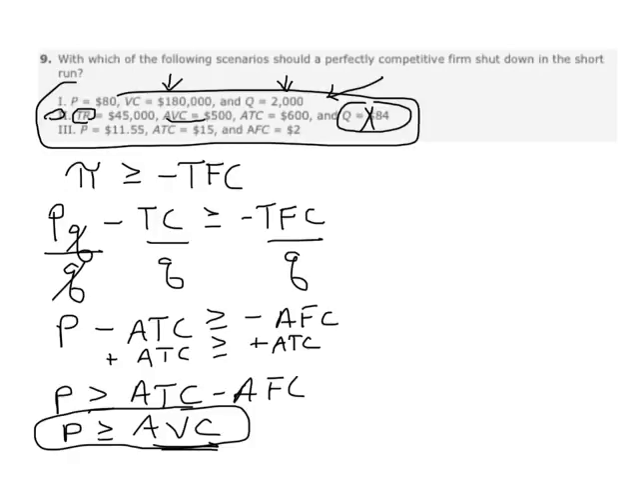And then for number 3, you have average total cost and average fixed costs. Clearly average variable cost is the difference between those. 15 minus 2 is 13. So anyway, that's how you do that one.